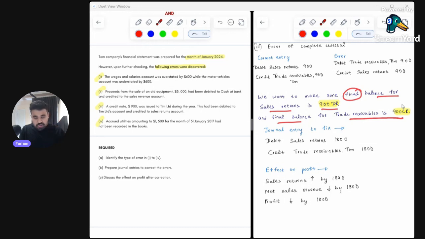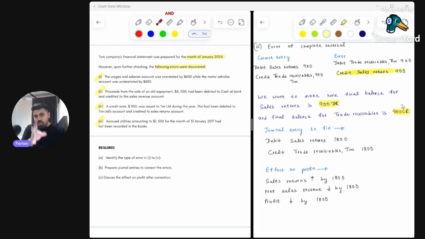Now, how do we fix this journal entry? So this is the error we have made. How do we go from here to here? As we understand, the final balance in the sales returns needs to be 900 debit. The original balance of sales returns, which we recorded when we made the mistake, was to credit sales returns by 900.